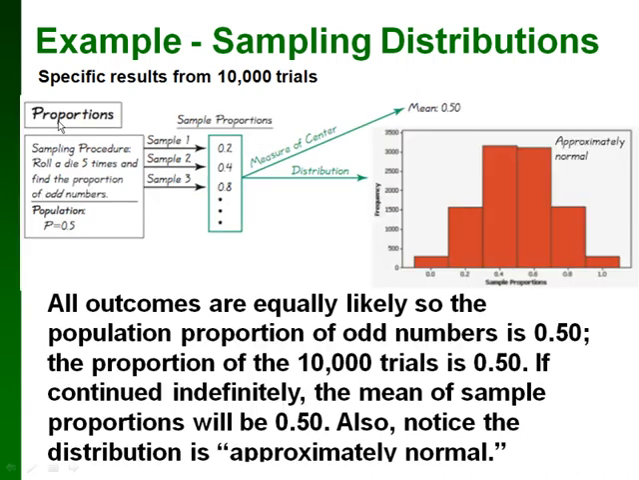And finally, if we look at the proportions of odd numbers in each of our samples, since there are 3 odd numbers and 3 even numbers on the die, then our population proportion would be 0.5. For our 10,000 trials, the mean of our sample proportions turned out to be 0.5 also. And if we look at this distribution, it also looks like it's approximately normal.